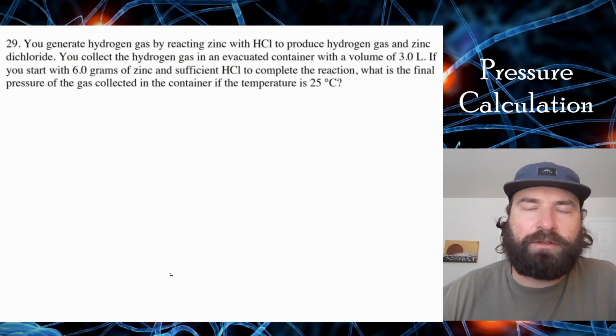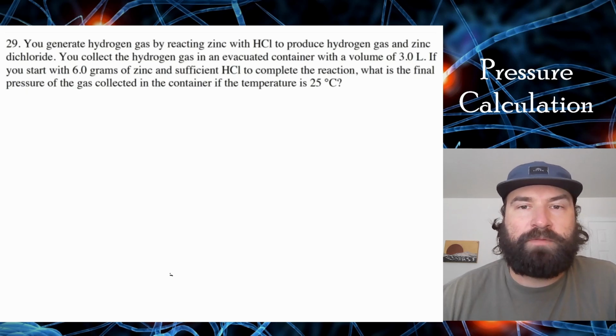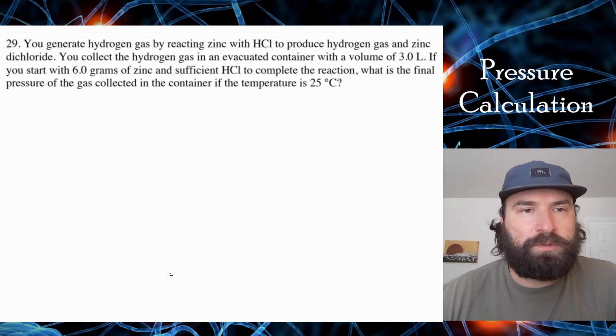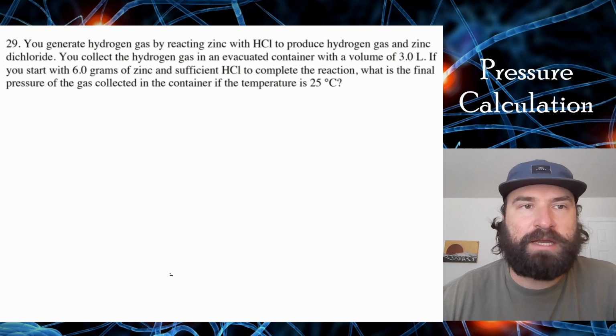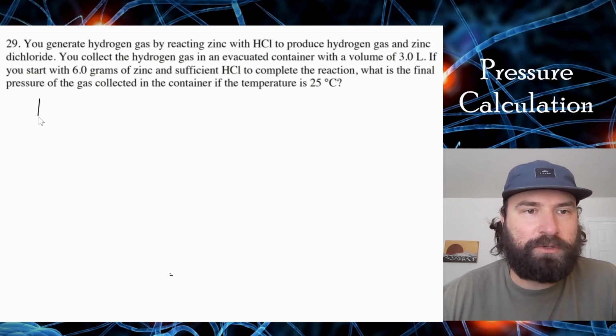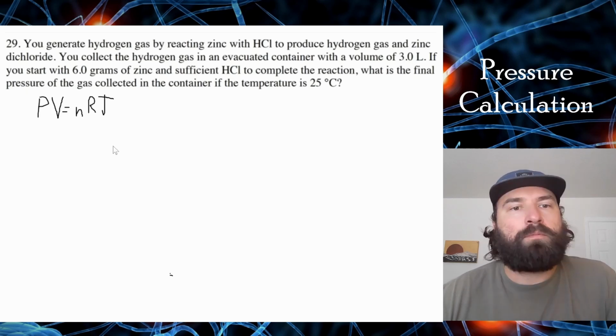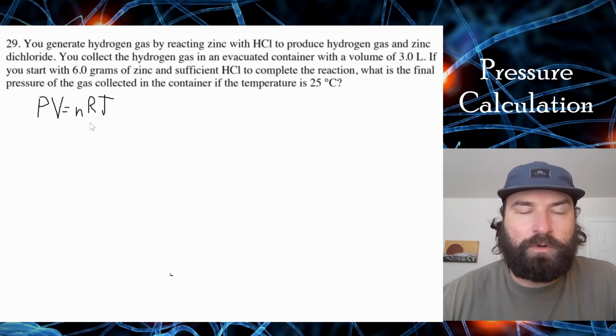So let's just take a second and look at what we're given here. We're given a volume, some grams of zinc, a temperature, and we're asked to calculate pressure. Just given the information that we're given here, that sounds like a PV equals nRT type of question. So we're using the ideal gas law, PV equals nRT. And we're given several of these variables.